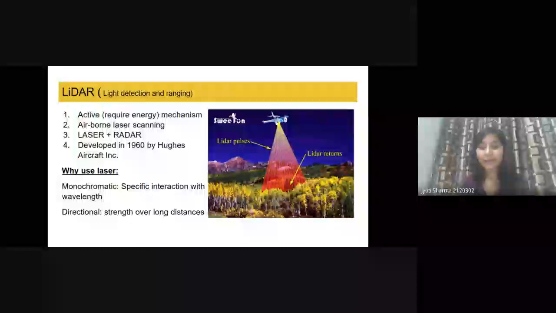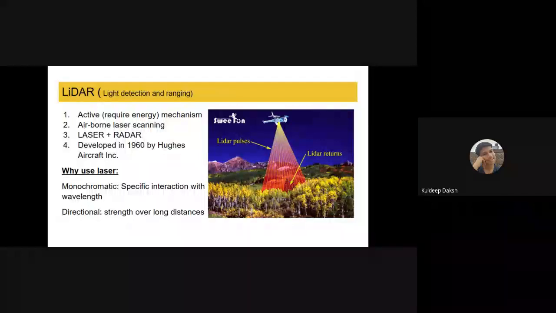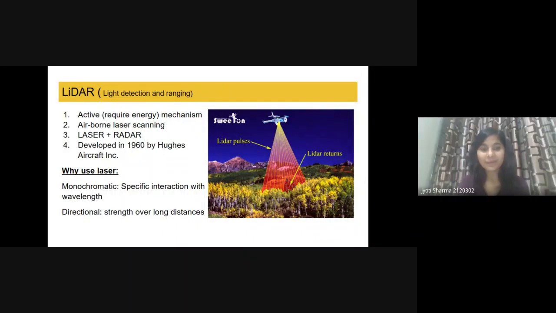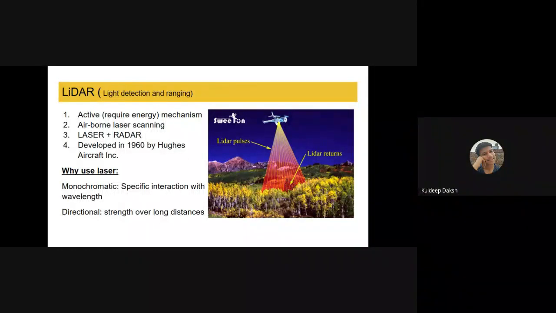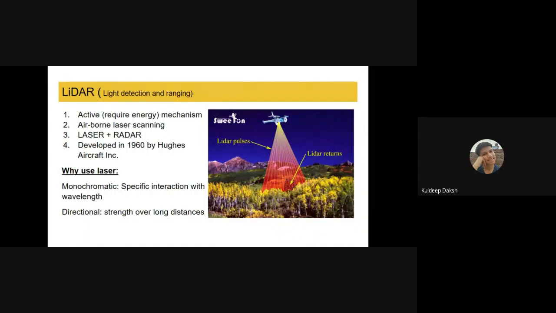This is LiDAR you were talking about. Can you guess what it is? What's the difference between LiDAR and satellite? Ma'am, I know about it a little bit. It is a type of sensor that can detect the distance and size of an object. Yes, exactly.